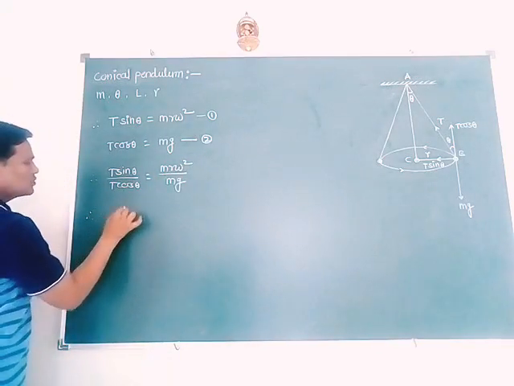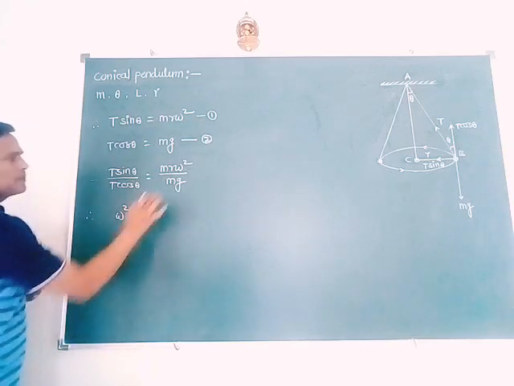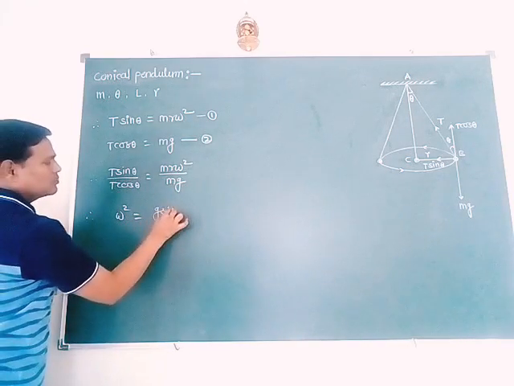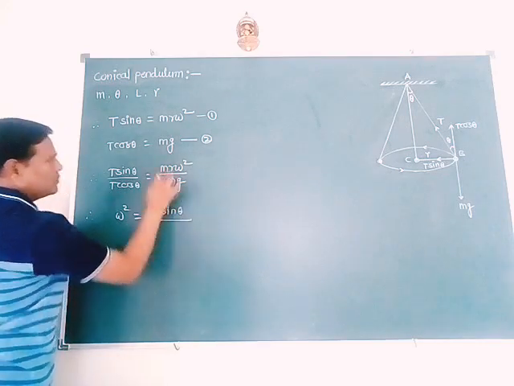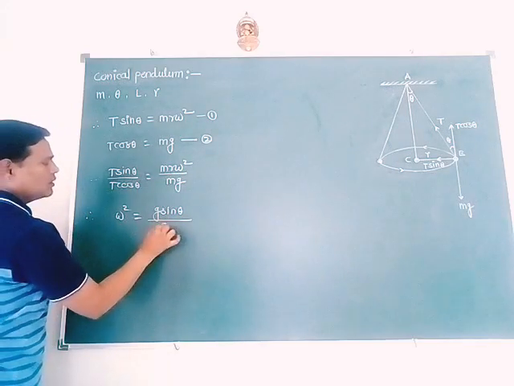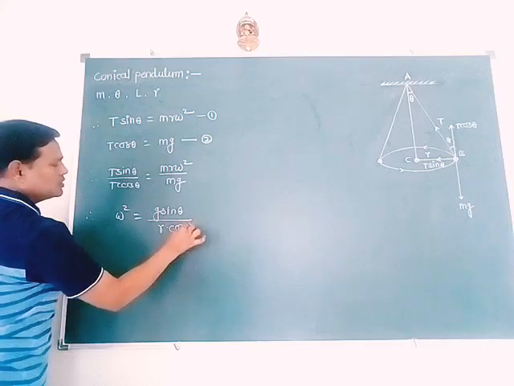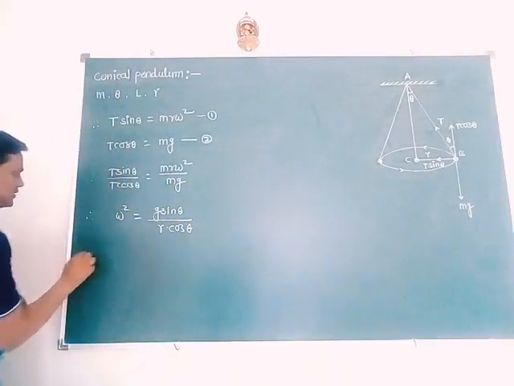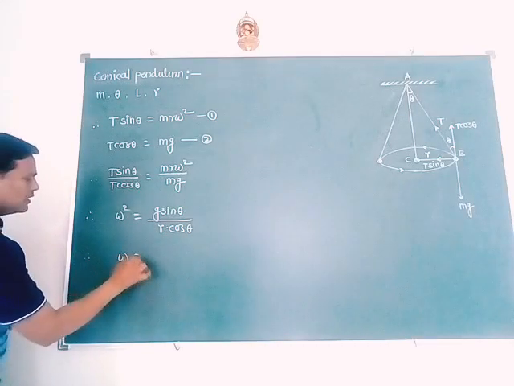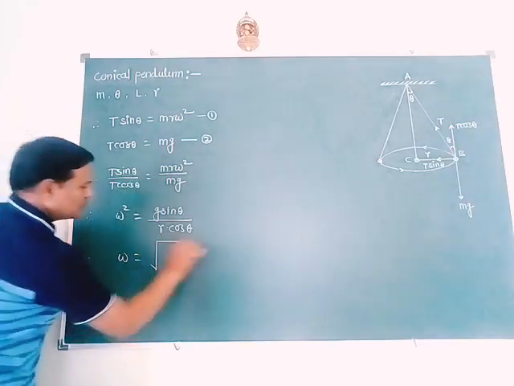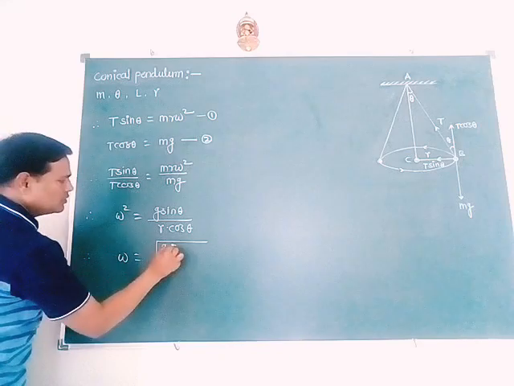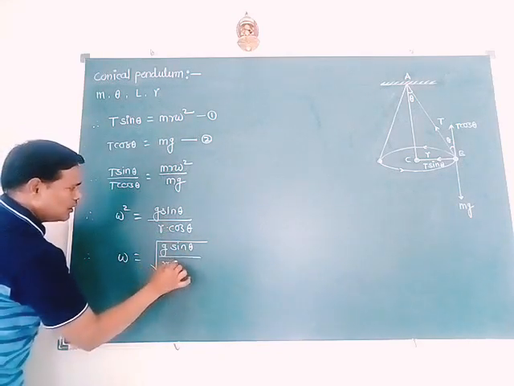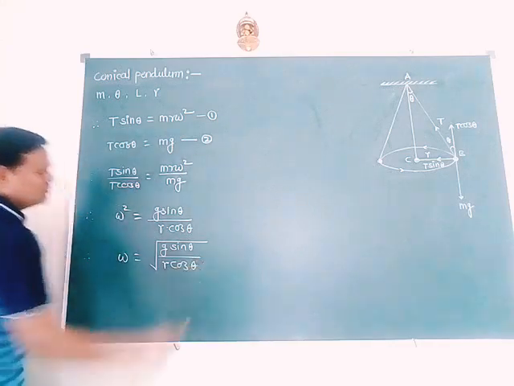This omega square can be written as g into sin of theta divided by r into cos of theta. So finally we can write omega as the square root of g sin theta divided by r into cos theta.